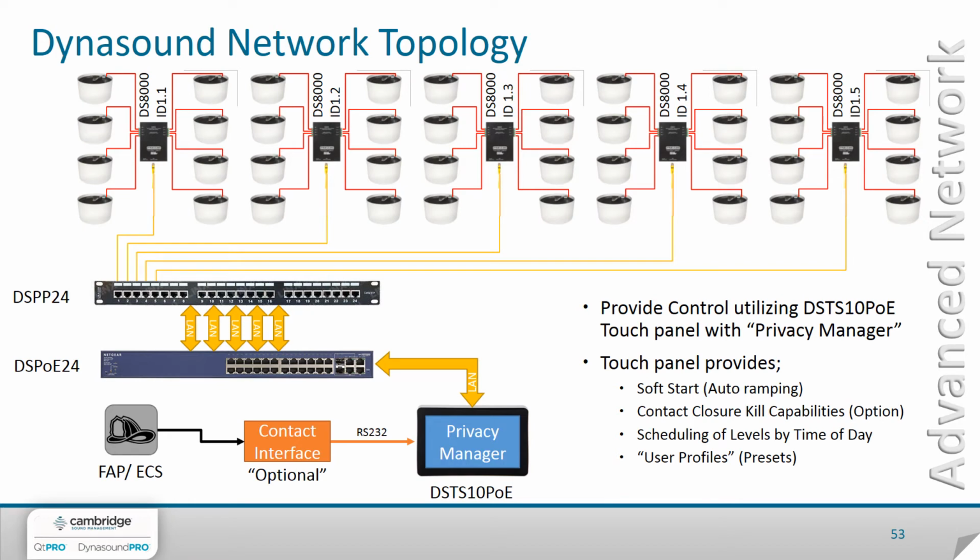We previously mentioned that Privacy Manager software only need be present when certain advanced features are required. This example demonstrates how the touch panel PC is deployed on the network by connection to the Dynasound network switch. The touch panel is only required when daily scheduling of sound masking or audio levels is deployed. As well, it should be used for the software soft start ramping feature in situations where building occupants are being introduced to sound masking in a previously occupied space.